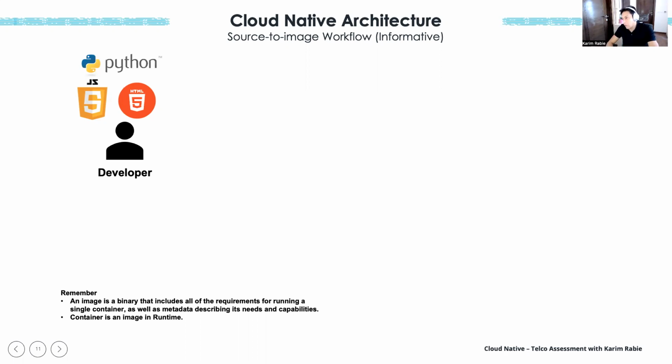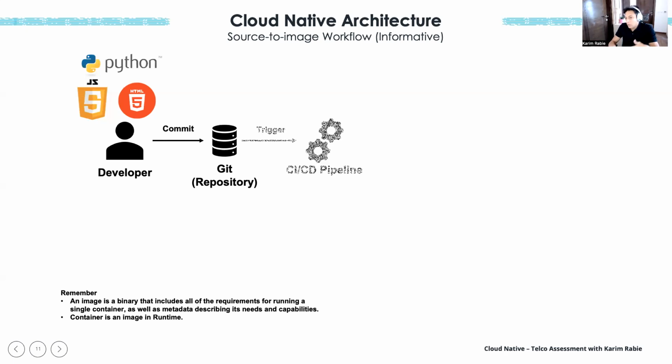So you have a developer. That developer only understands Python, Java, HTML, whatever coding language he's using. But at the end, he will produce a code, and then that code is committed to a repo. Let's say Git, GitLab, or any kind of repo. So he commits the code to the repository.